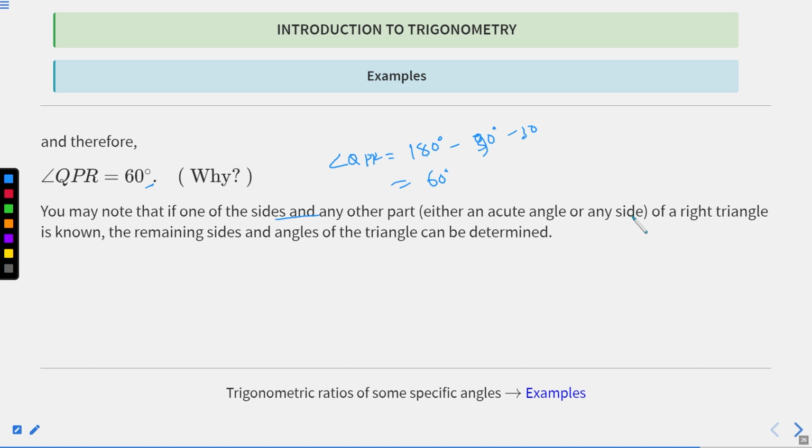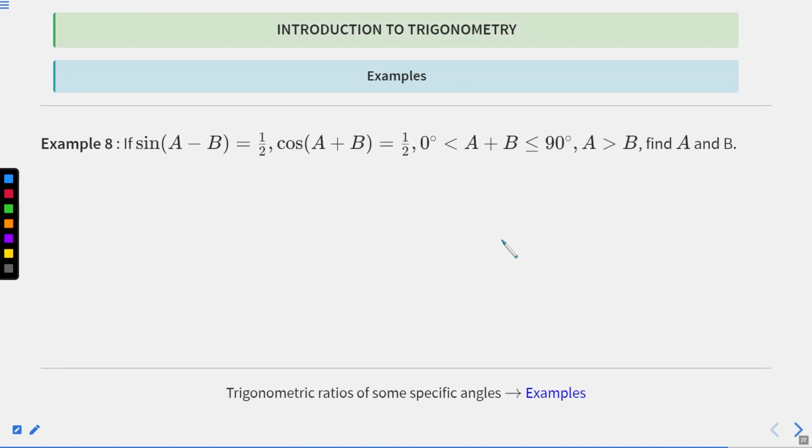So you may note that if one of the sides and any other part, either an acute angle or any side of a right triangle is known, then the remaining sides and angles of the triangle can be determined. Okay, so let us move to another example. If sine of a minus b is equal to half and cos of a plus b is equal to half, and here a plus b lies between 0 degree and 90 degree, and a is strictly greater than b, then we have to find a and b.